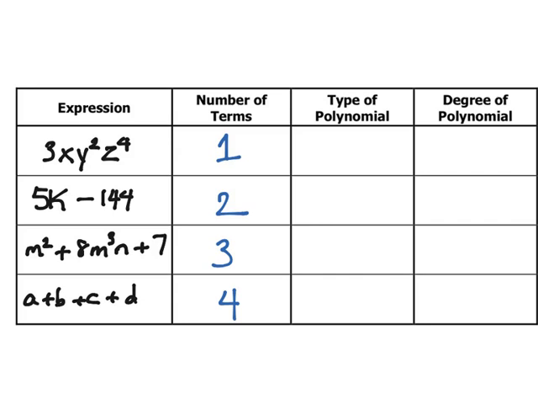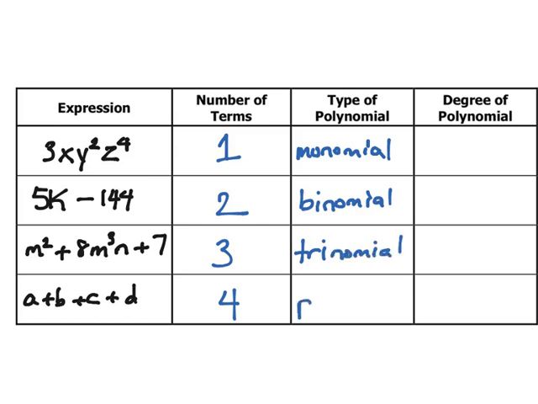Now, because you know the number of terms, we can write the name of the type of the polynomial. Okay, so if it has 1, remember that that's called a monomial. If there's 2 terms, it's called a binomial. 3 is called a trinomial. And anything above 3 is just automatically going to be a polynomial.